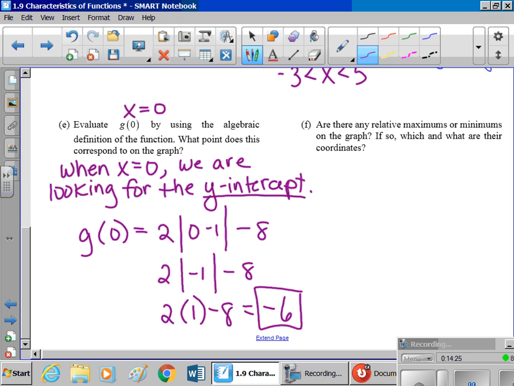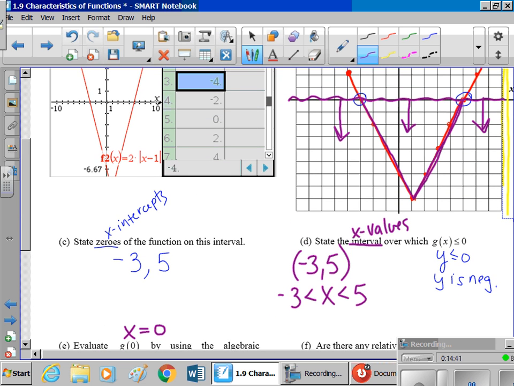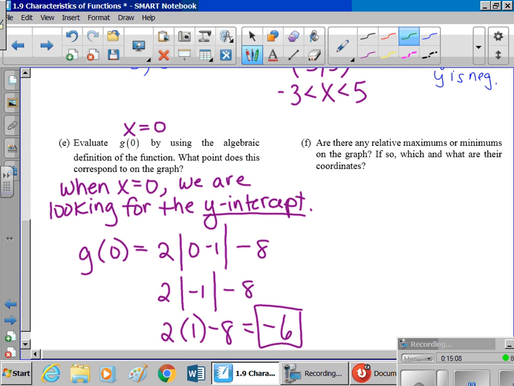Are there any relative maximums or minimums on the graph? If so, which, and what are their coordinates? There really are no relative maximums or minimums. There's really an absolute minimum, and that's this point right down here. This is my absolute minimum. If I'm not sure how to answer that question, we can always ask, what is this point? Counting 1, 2, 3, 4, 5, 6, 7, 8, this is the point 1, -8. So let's see if we can come up with a way to say this. It's asking what are their coordinates.